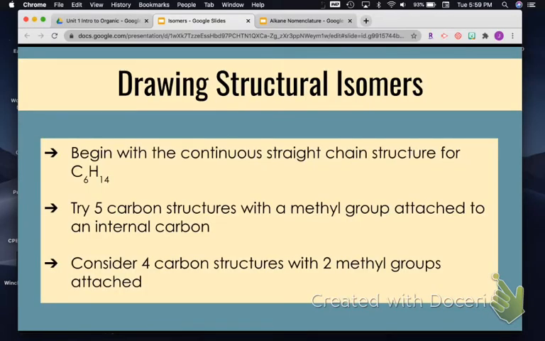We're going to practice with hexane, and we're going to look at the steps that we would follow to draw the structural isomers. So the first step that you want to do is draw the continuous straight chain for hexane, or C6H14. Then you will try 5 carbon structures with methyl groups attached, like you saw with butane, and then you will consider 4 carbon structures that have 2 methyl groups. So we're going to follow those steps to draw all of the structural isomers for hexane.